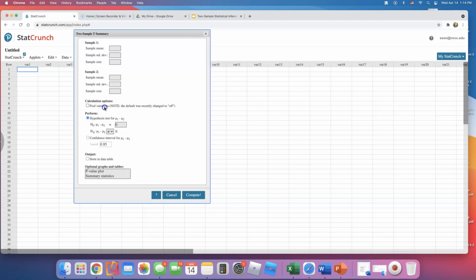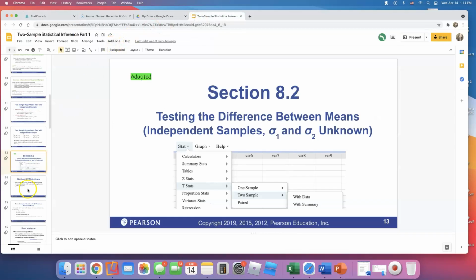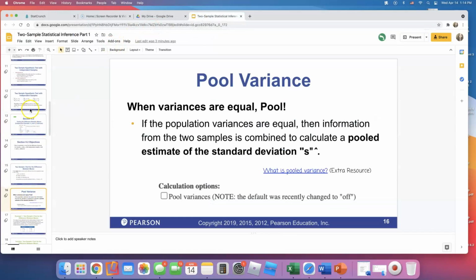So when do you click on it, and when do you not click on it? That's why I'm asking you to look at this slide with me, because sometimes you have to click on pool variances. Sometimes you shouldn't click on it, okay? So take a look right here for me in that Google slide, number 16.